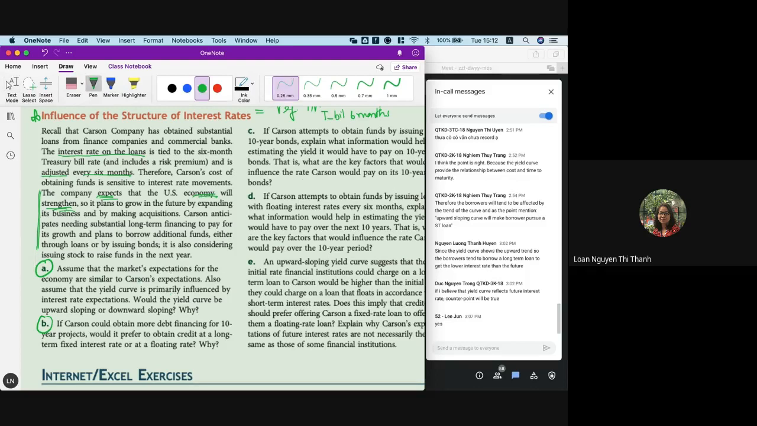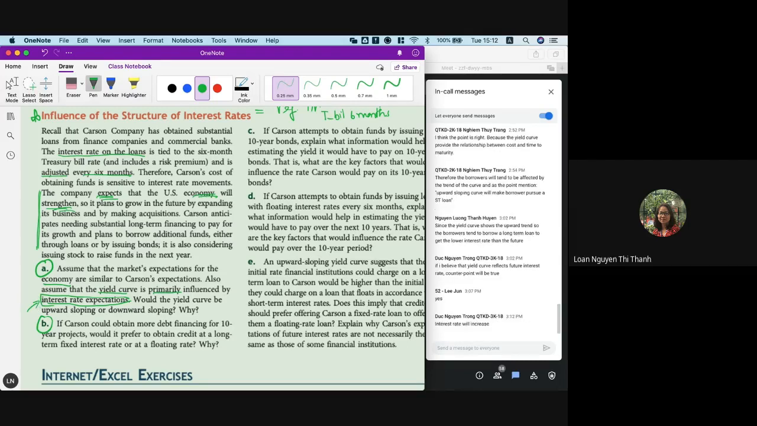So anyone? Rising economy, and the yield curve is primarily influenced by interest rate expectations. We have the expectation of interest rates. What happens if they expect a rising economy? What about the interest rate expectation? And as a result, what is the shape of the yield curve?